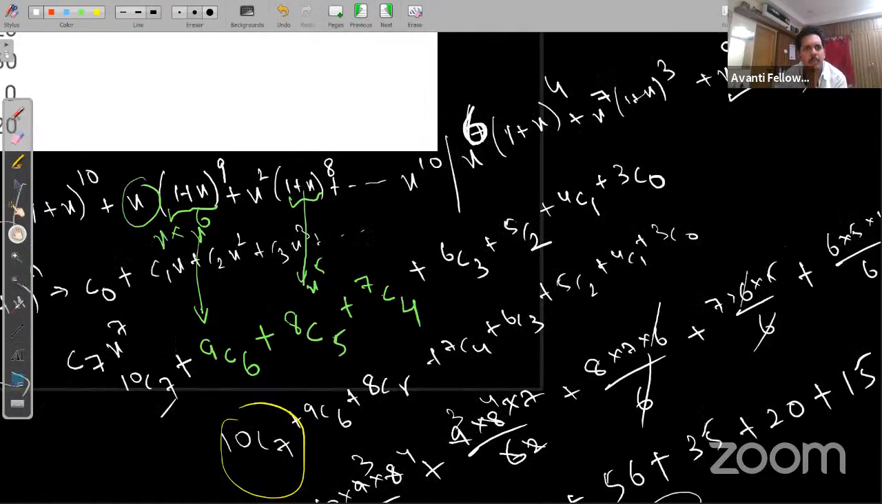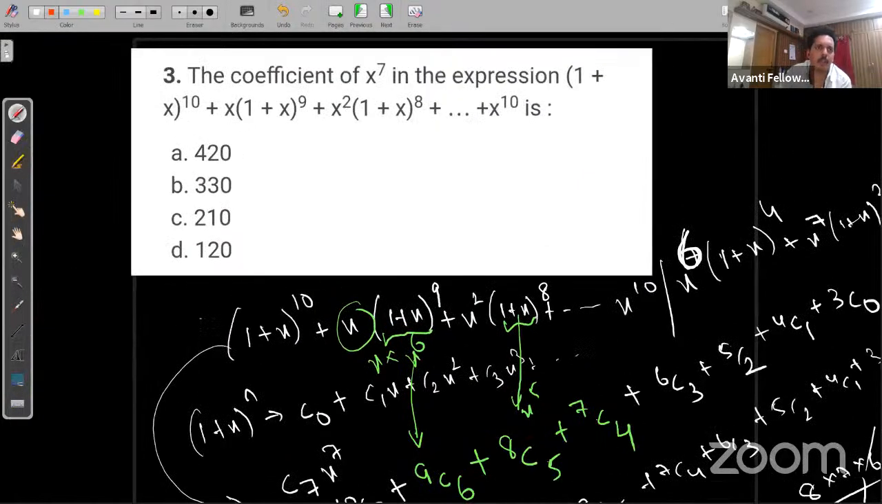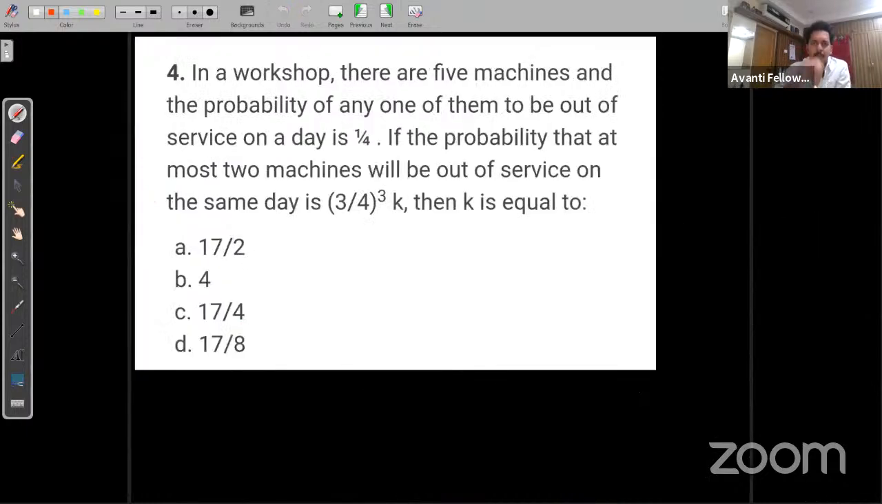Is it there in the options? Yeah, it is there. 330 is your answer, guys, okay? That is how you have to do it. You have to be alert while doing the question, guys. If anyone is having any doubts, you ask me.